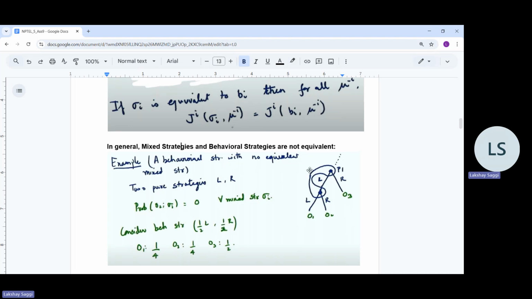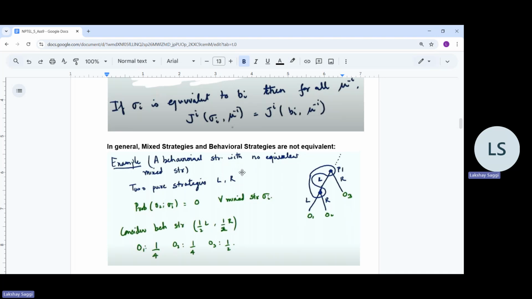So there is just one information set for P1, and the only two outgoing actions out of this information set are L and R. So P1 can just play L or R. So these are the only two possible pure strategies for P1. Okay.